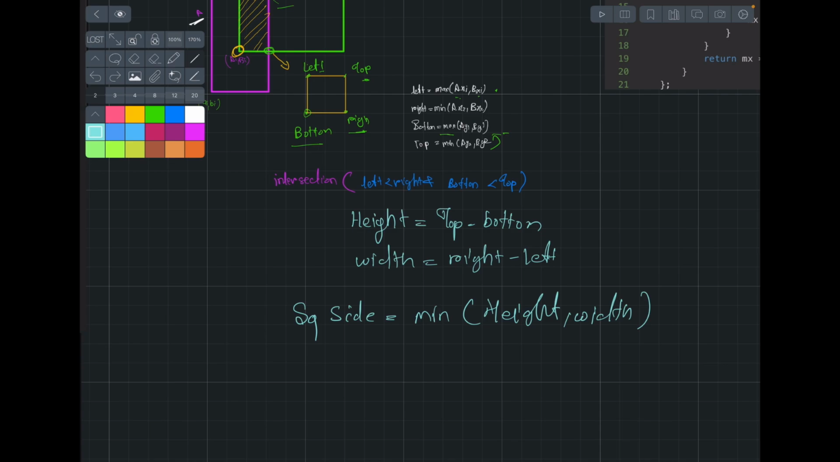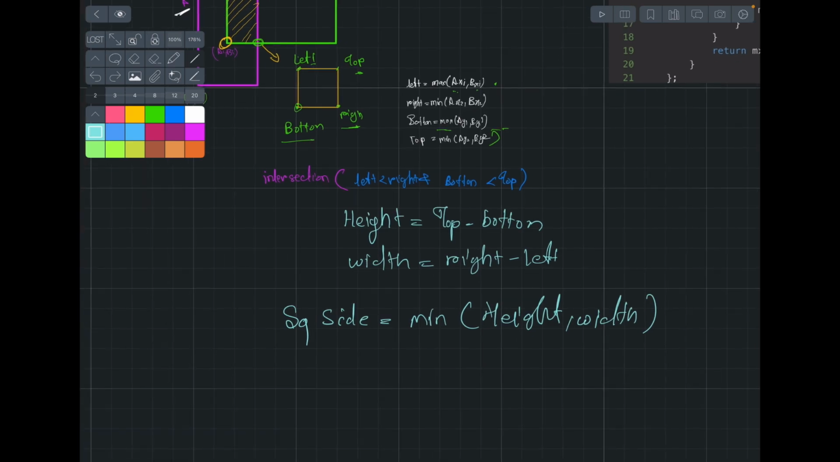See here, our height will be top minus bottom. And our width will be right minus left. So the square side will be whichever is the minimum of these two, the minimum of height and width.